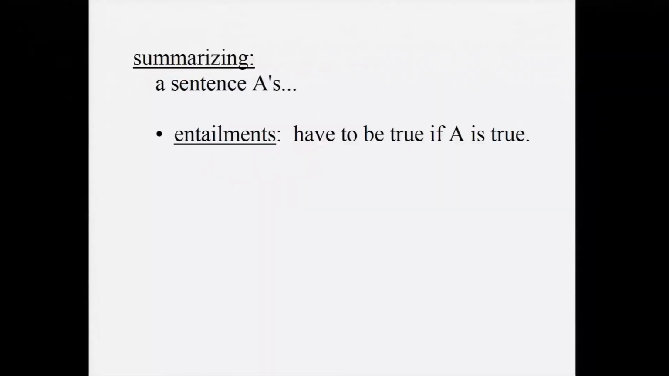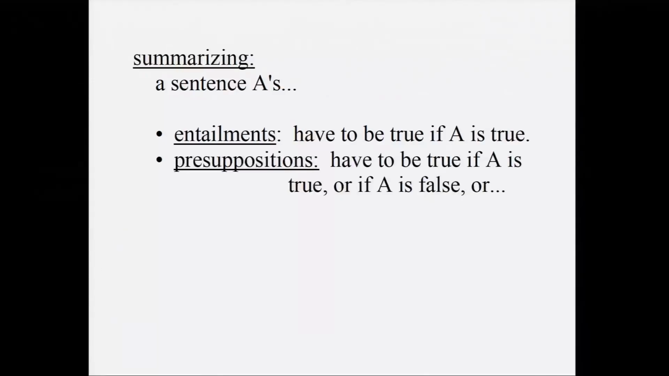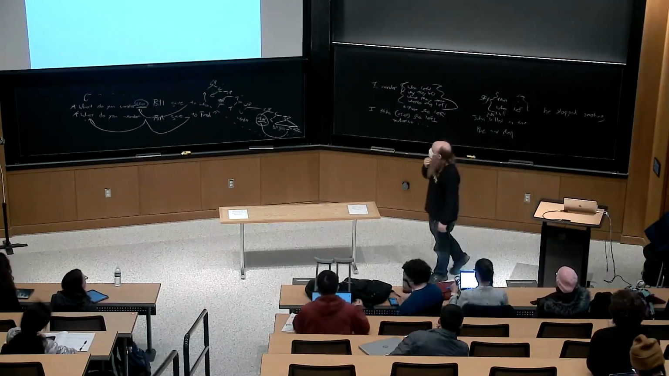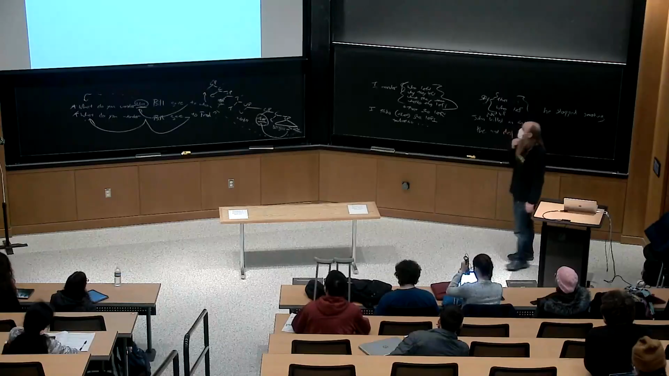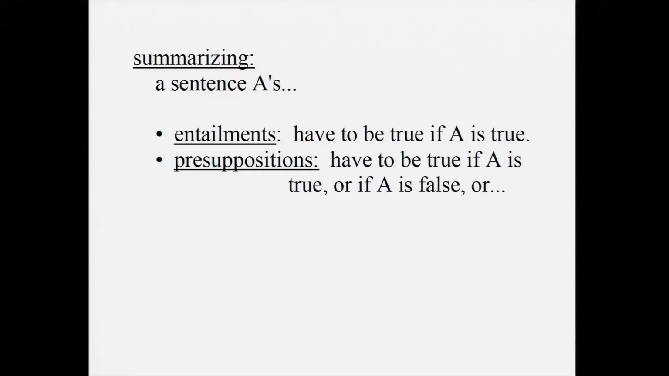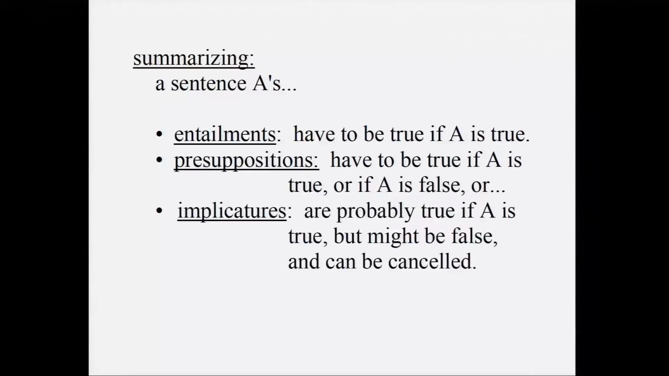So to summarize, we've talked about three kinds of relations between sentences. A sentence can have entailments. The entailments of a sentence A have to be true if A is true. Presuppositions have to be true for A to be either true or false. King of France is bald presupposes that there is a King of France. So there has to be a King of France for it to be either true or false that the King of France is bald. And then implicatures are things that you might be inclined to think are true if A is true, but they might be false. And if I say A and then say, oh, and by the way, this implicature is false, you're not distraught.